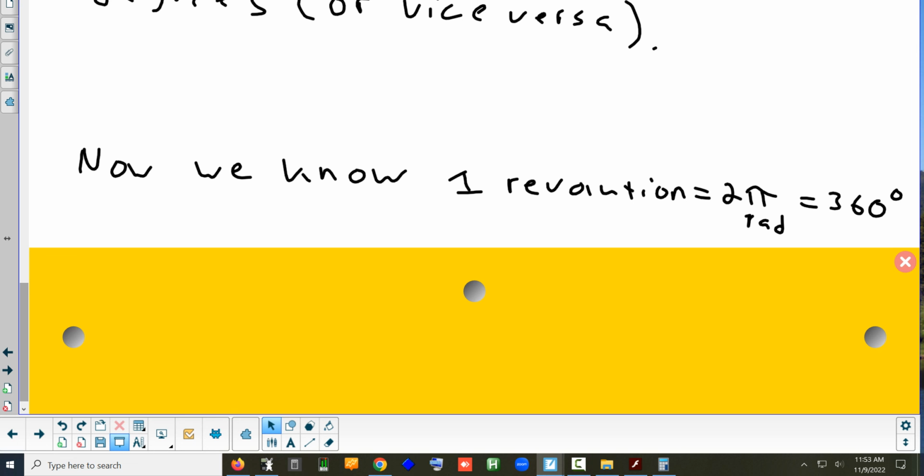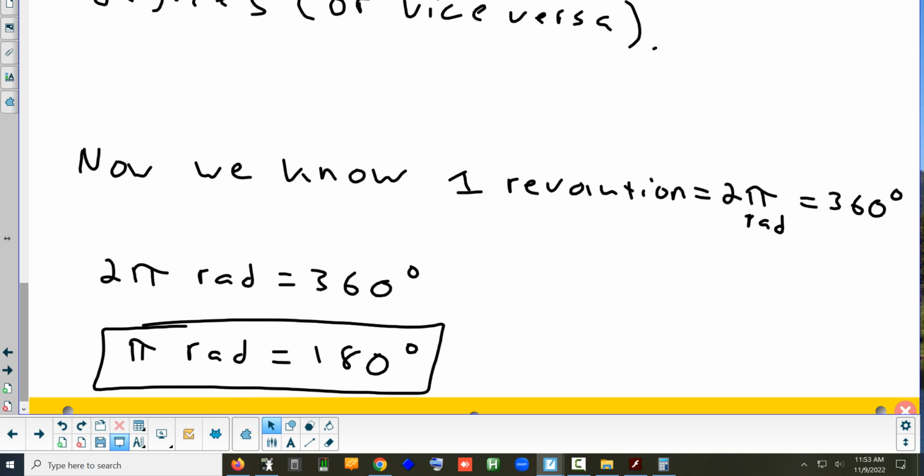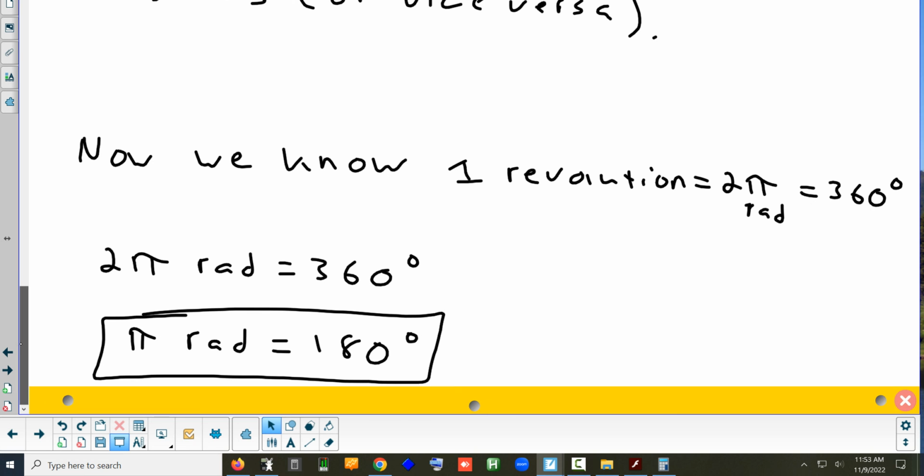Yep. I'm not sure if you're about to get there, but would that mean that 180 degrees is just pi? Yes. So 180 degrees would be pi radians.